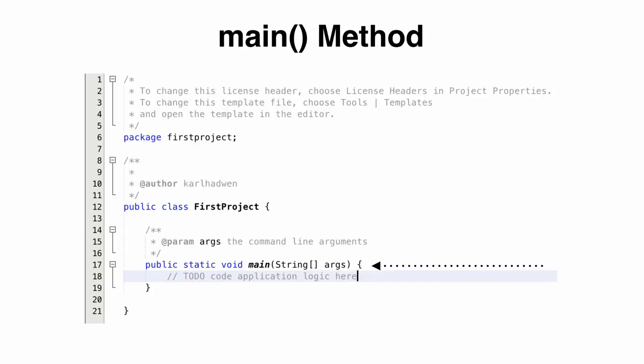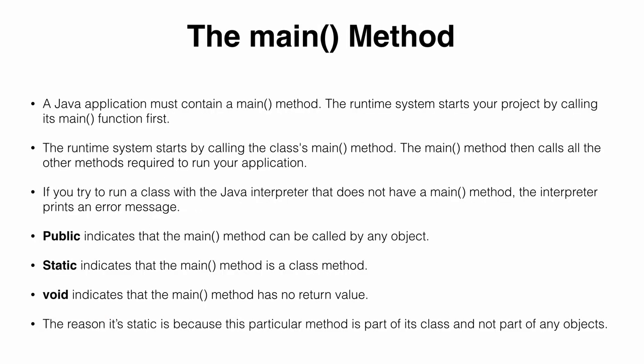So, as we saw here, we have public static void, and we're going to go over these three particular elements. Public indicates that the main method can be called by any object. Static indicates that the main method is a class method. Void indicates that the main method has no return value. And that's just a brief summary of those three elements, and we're going to be going over those in more depth in future tutorials.